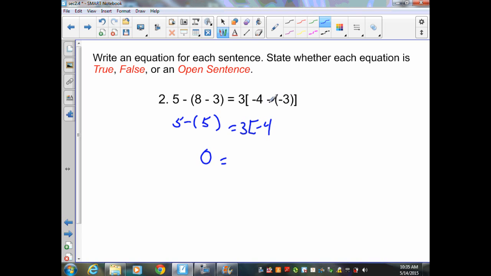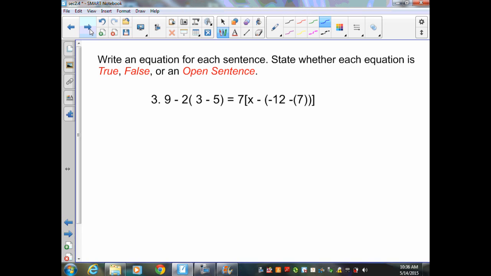This is a double negative, or a negative times a negative is a positive, or a negative 1 times a negative 3 is a positive 3, equals, bring down my 3, and a negative 4 plus 3 is a negative 1, and that's going to give me, does 0 equal a negative 3?